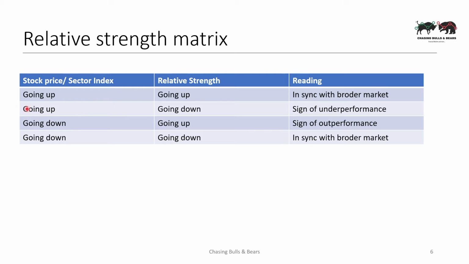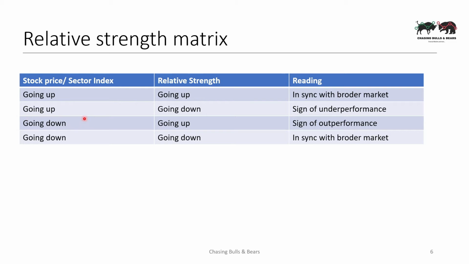If the stock price is going up or the sector is going up, but the relative strength is going down, that's a sign of underperformance because the index is going up, but the relative strength is going down. That means we are not in sync with the market, we are underperforming the broader market.